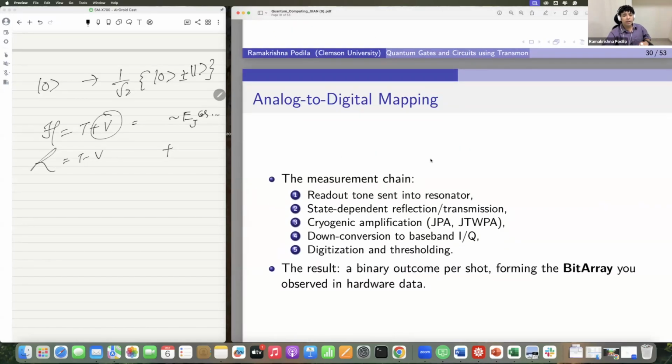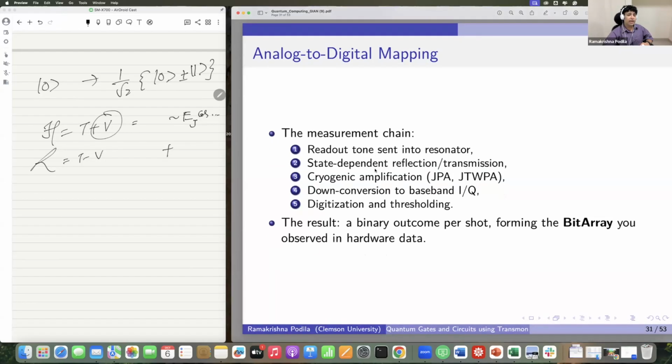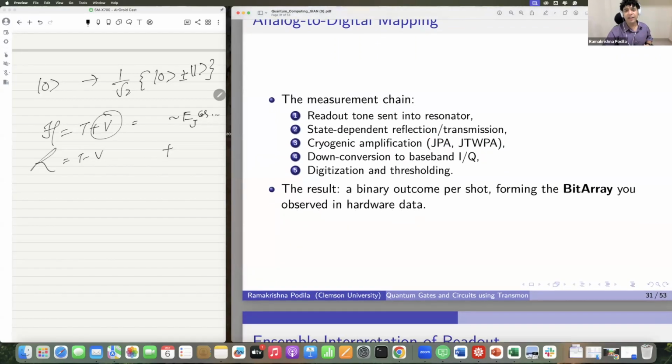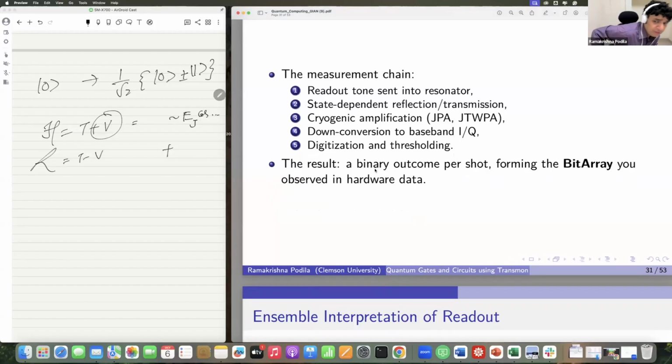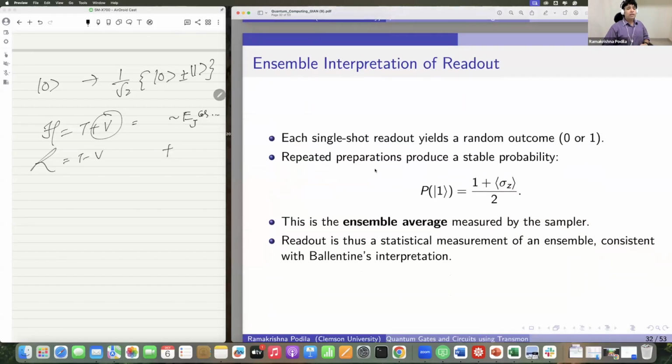And so the measurement chain looks like this: a readout tone is sent to the resonator, and then there is a reflection of whatever wave you send from the Josephson junction or from the transmon. Based on that state reflection, you can determine whether you have state 0 or state 1. So again, to recall the ensemble interpretation, we are not looking at each single shot.